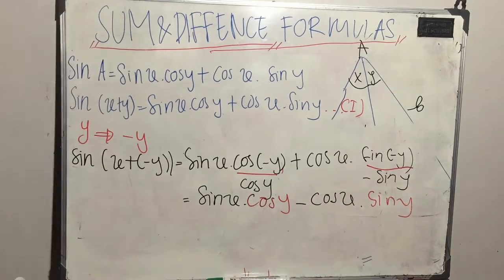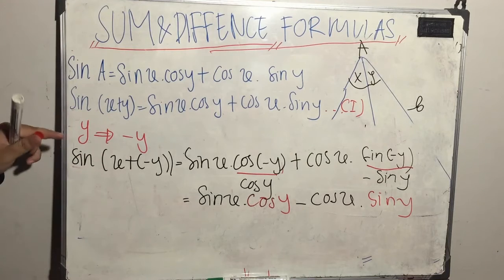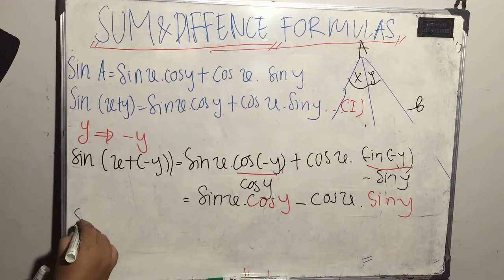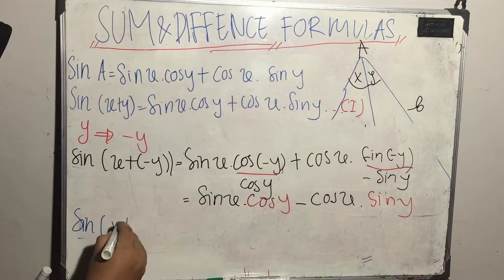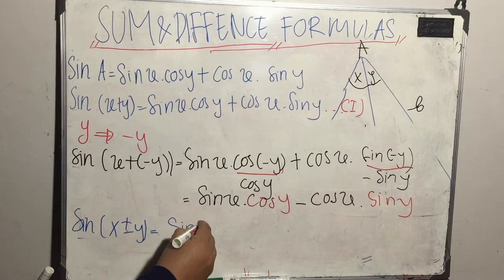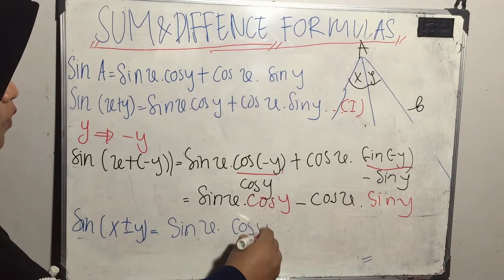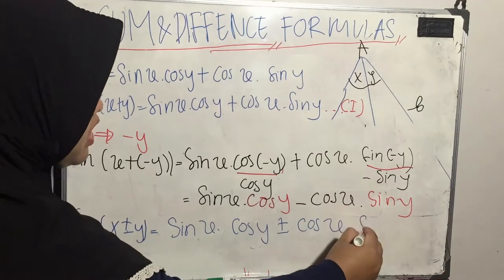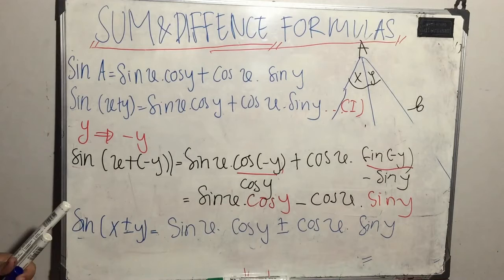Okay, everyone, so we have the sum and the difference formula for sinus. From here we can make a nickname for them if you want to remember. I can write sinus X plus minus Y equals sinus X times cosine Y plus minus cosine X times sinus Y. I will give you a nickname if you want it to be easier to remember.